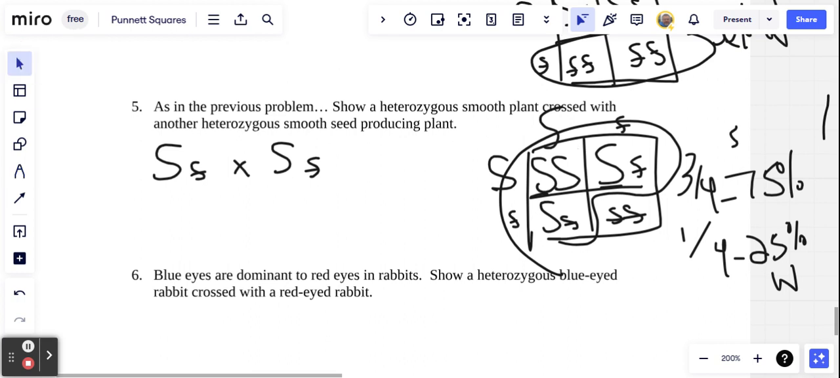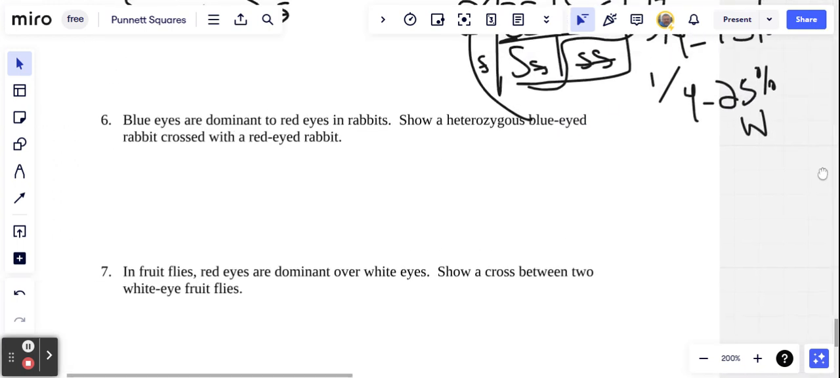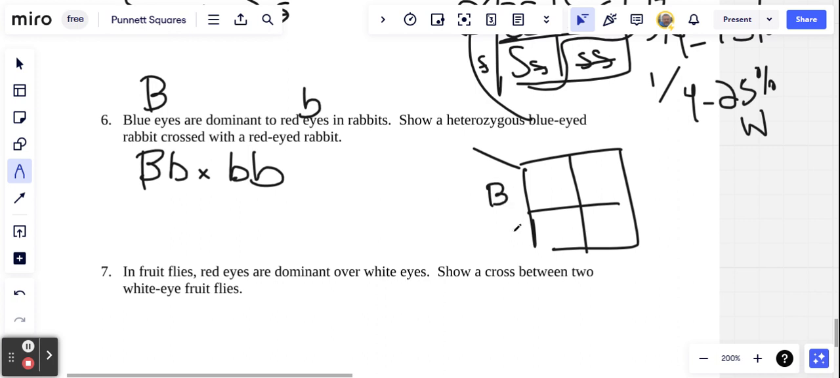I think there's a couple more actually. Yep, 2 more. So here it says blue eyes are dominant to red eyes. So blue is capital B, and red eyes are lowercase b. Show a heterozygous blue-eyed rabbit, that would be capital B, lowercase b, two alleles, crossed with a red-eyed rabbit. That's our cross, so we draw the window. One of them is going to be capital B, lowercase b, and the other one is lowercase b, lowercase b.